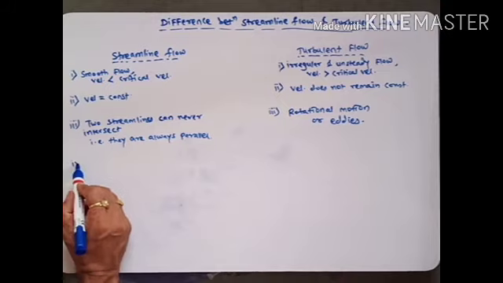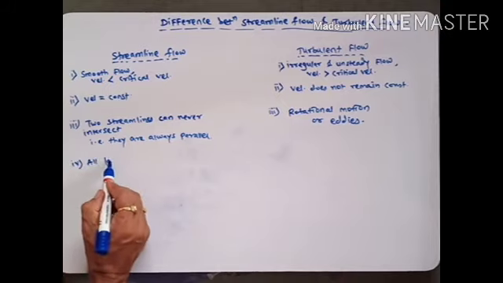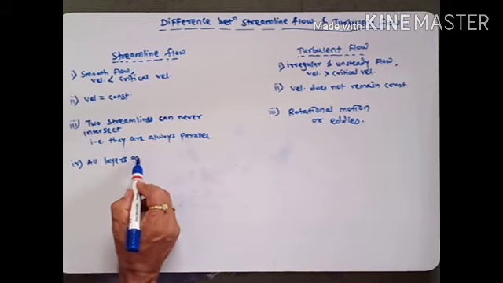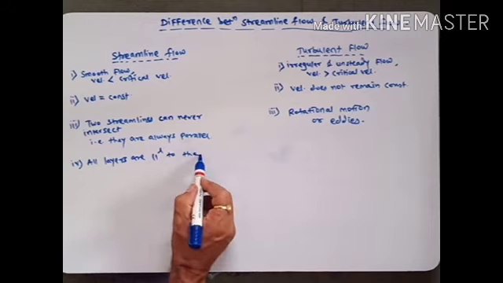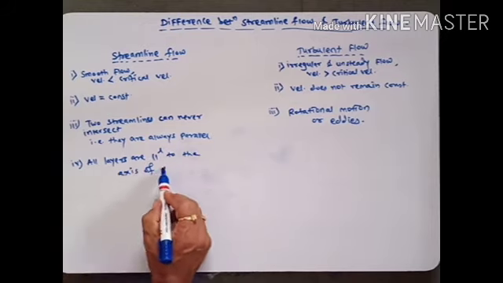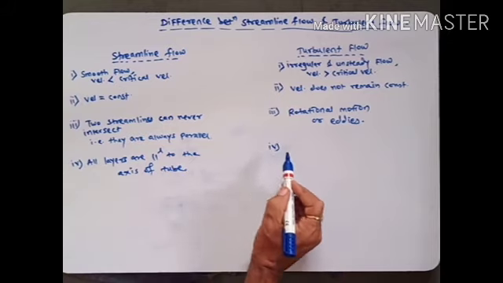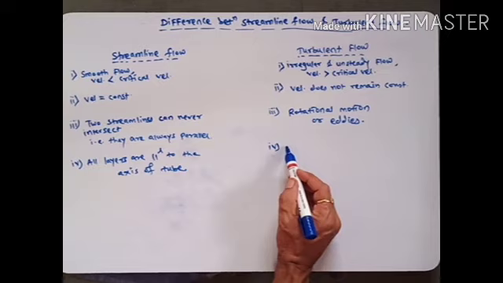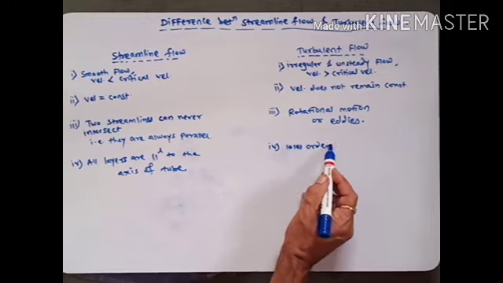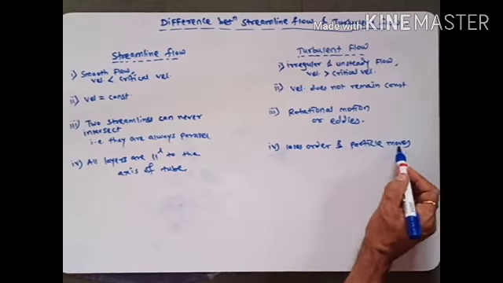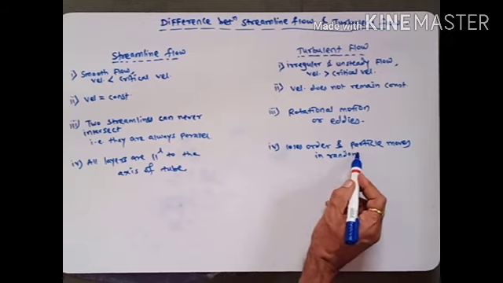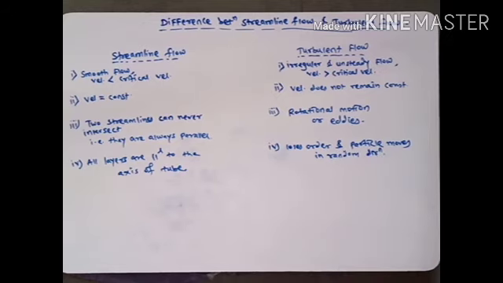Now fourth point: all layers are parallel to the axis of the tube. And here, fourth point, the fluid tube loses order and particles move in random direction. These four points are the distinguishing points between streamline flow and turbulent flow.